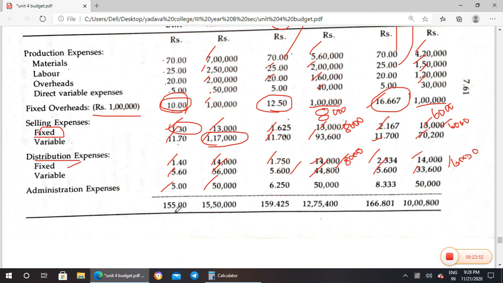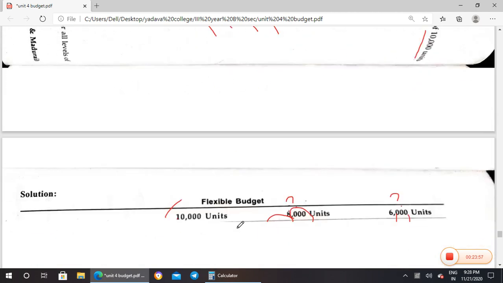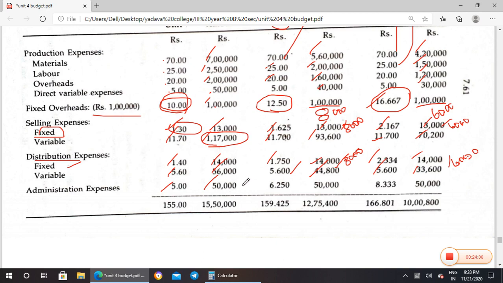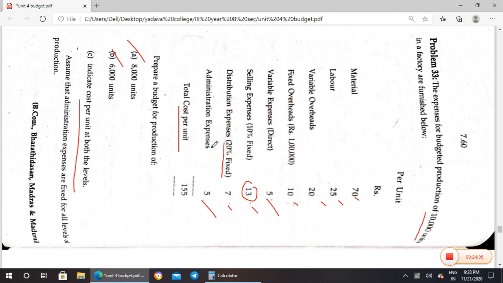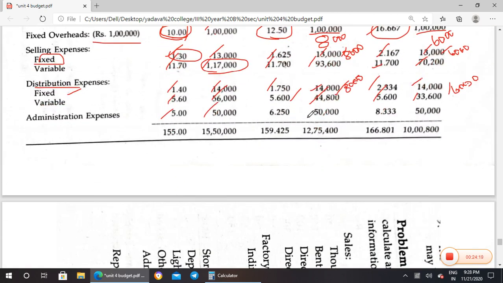Then administration expenses, they have given 5 rupees, I think so, 5 rupees. So 5 into 10,000, 50,000. So 50,000 is a fixed one. Administration expenses is a fixed one because they indicated that administration expenses are fixed for all levels. They have given it in additional information. If they had not given it, we could change it. So for that reason, we have treated all this in a fixed way. In brackets, I'll write this is a fixed one. In additional information only, they have written that this administration expense is fixed.